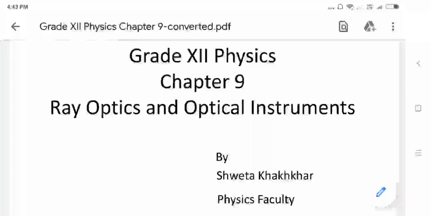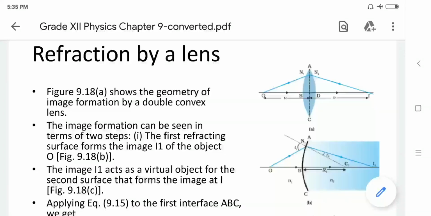Hello students, let us start our new session of chapter number 9, Ray Optics and Optical Instruments. Let us start with the new topic, refraction by a lens. In the previous topic, we understood the refraction by a spherical surface. Now in the lens, we have two spherical surfaces.